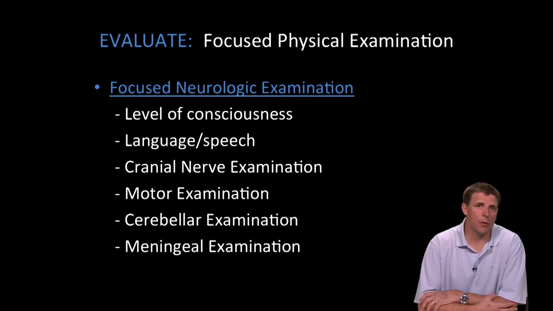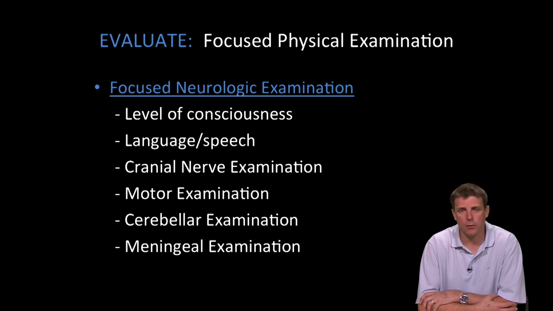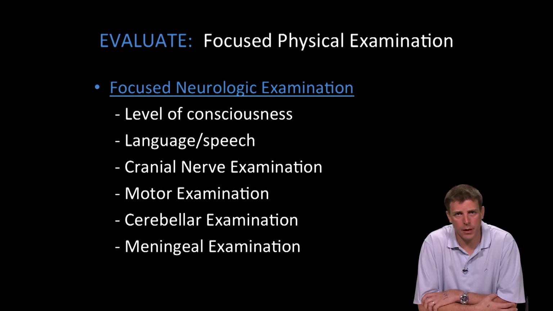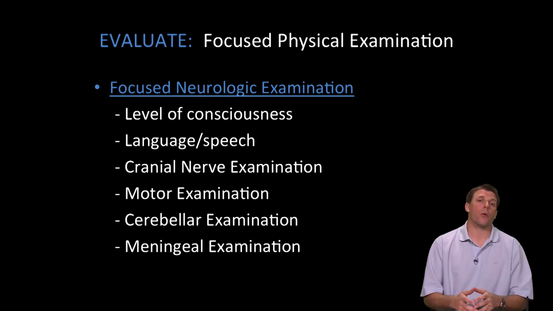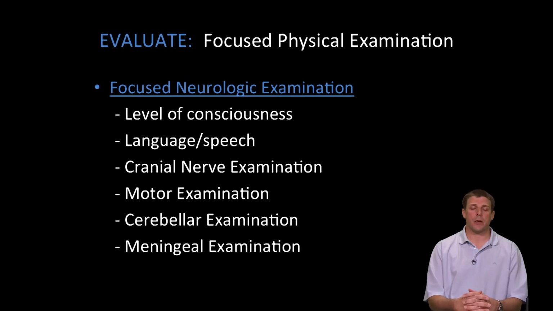Are the upper extremities symmetric with the lower? And does the patient have proximal and distal strength? We'll as well want to assess the cerebellar examination to determine if the patient has good proprioception and position sense. And then finally, of very critical importance in this patient is the meningeal examination. Does this patient have evidence of meningismus? So is there evidence of perhaps meningitis?